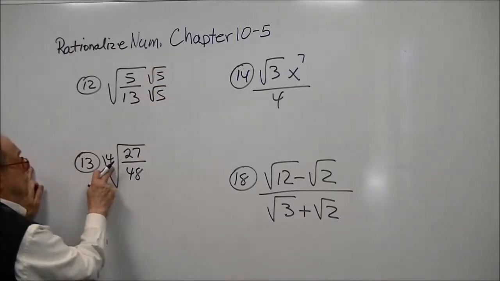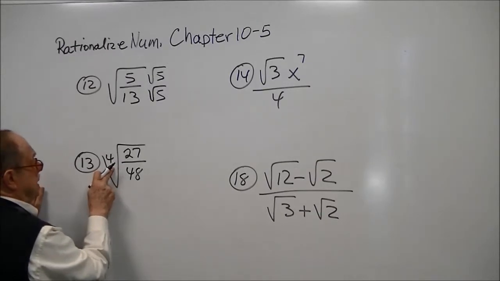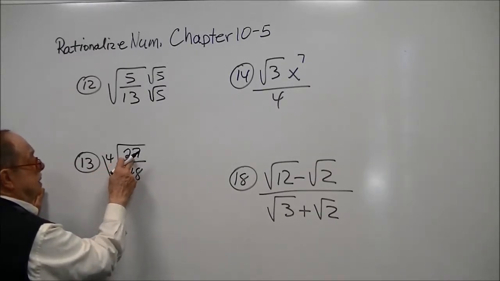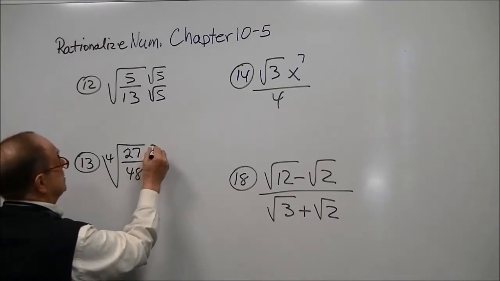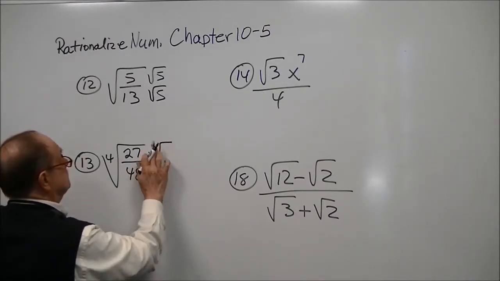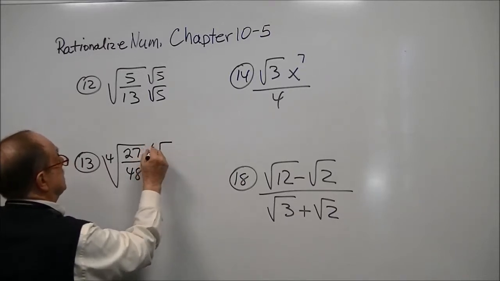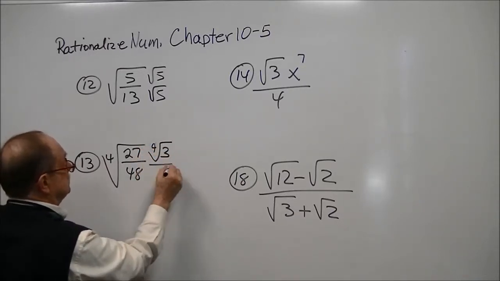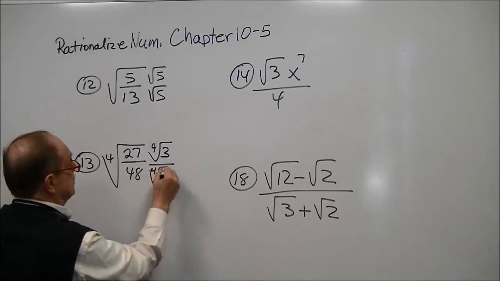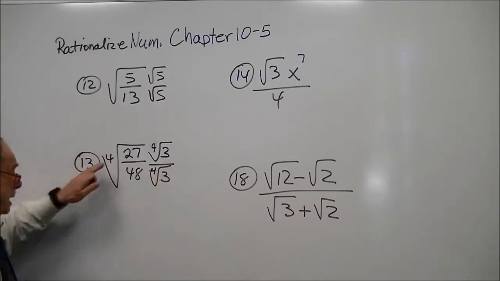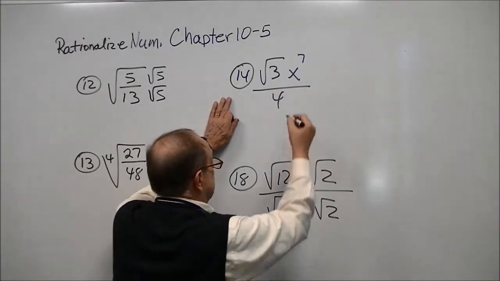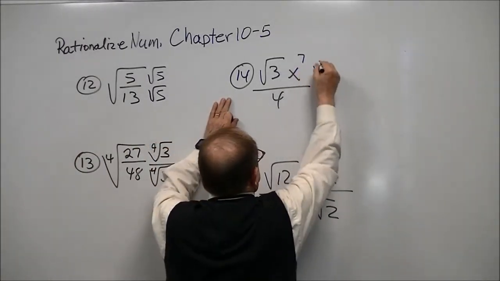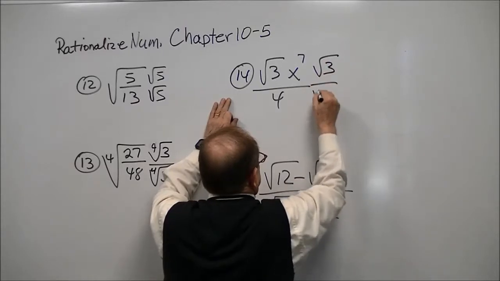Now this is the 4th power of something. So what do we see here? Well, 27 is a perfect cube. So all we need to multiply that by now is 3. And that'll rationalize our numerator. And then here, all we need to multiply the numerator by is the square root of 3.